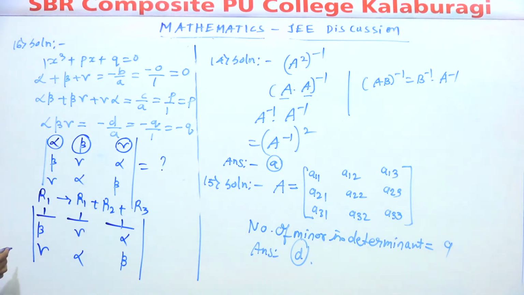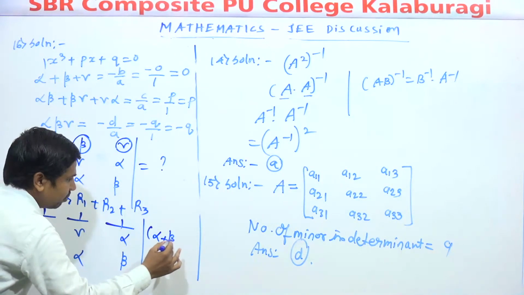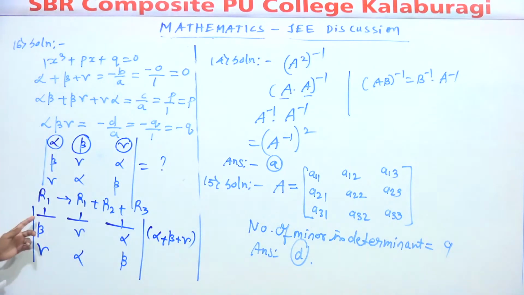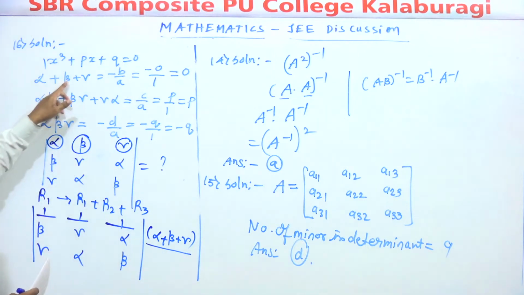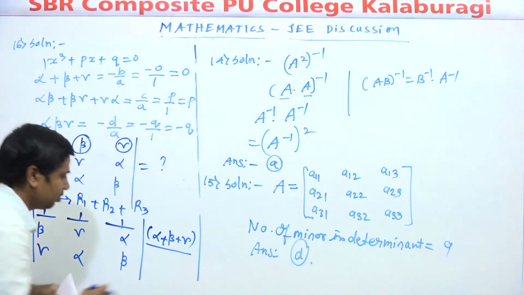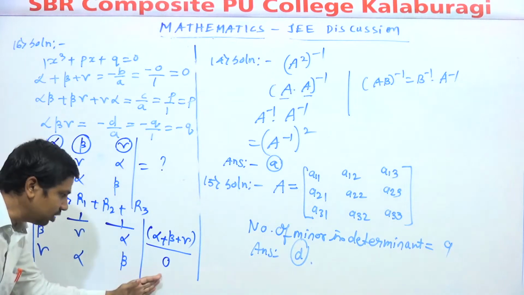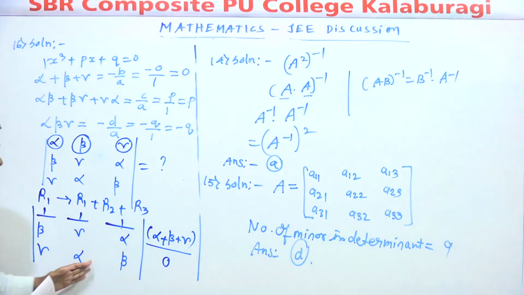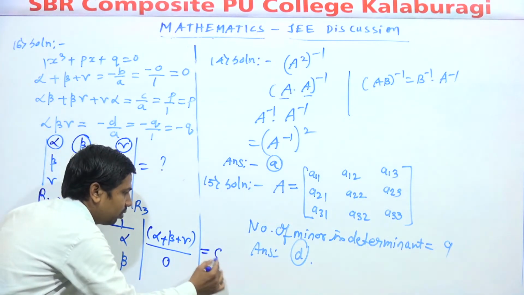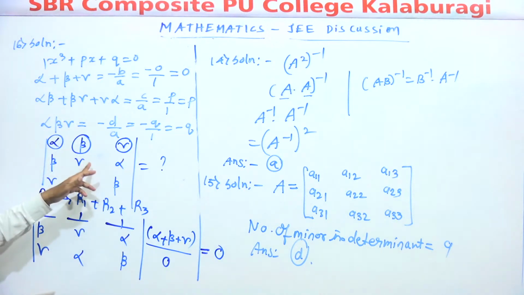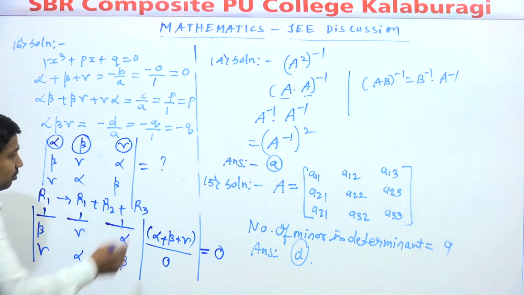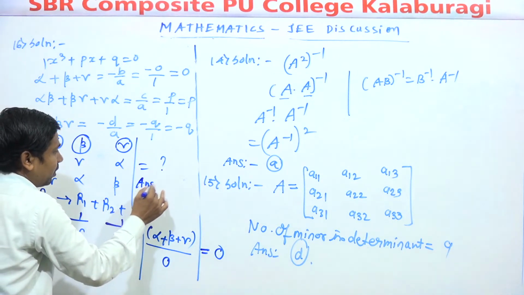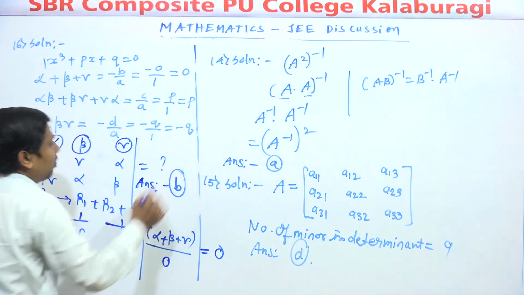So what is the common factor I am getting in the first row? Alpha plus beta plus gamma. But what is its value? Alpha plus beta plus gamma is 0. So this total term is 0, and 0 times any determinant is equal to 0 only. So the total value is 0. Which option is it? The second option, answer B.